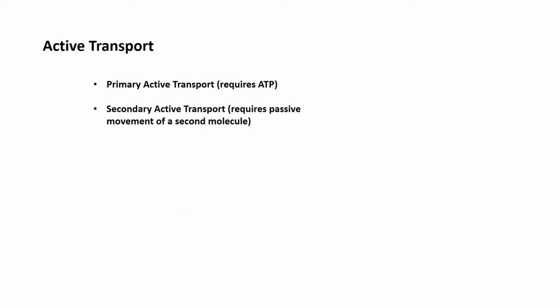When we're talking about active transport, I want to remind you that active transport requires energy. The previous video suggested that that energy always occurred in the form of ATP. That's not necessarily true. There are two types of active transport. Primary active transport does require ATP hydrolysis, but there's also secondary active transport that requires the passive movement of a second molecule for the first molecule to be transported.